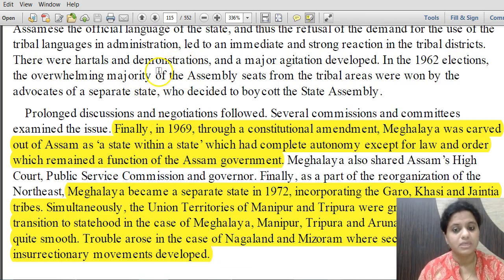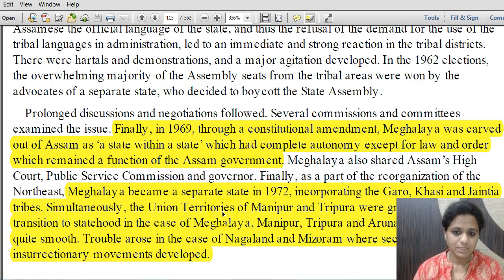One which we already saw is NEFA, which became Arunachal Pradesh as a separate state carved out of Assam. Then in 1969, through a constitutional amendment, Meghalaya was also carved out of Assam as a state within a state, which had complete autonomy except for law and order, which remained a function of the Assam government. Finally, Meghalaya also became a separate state in 1972.